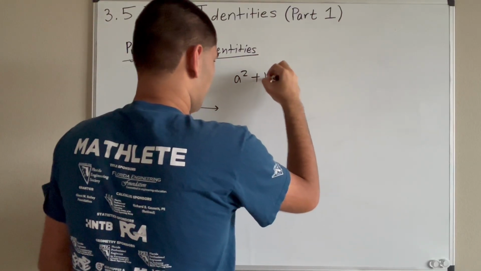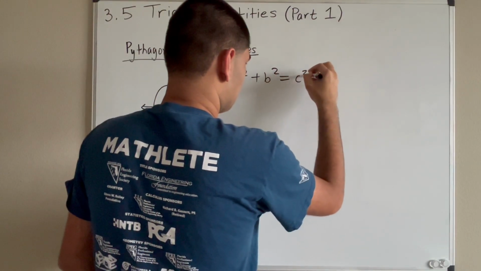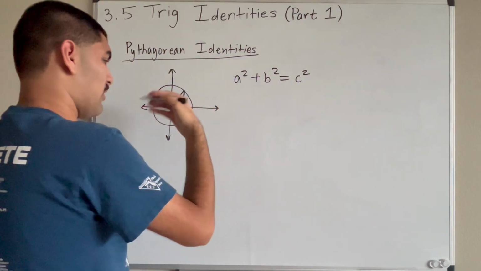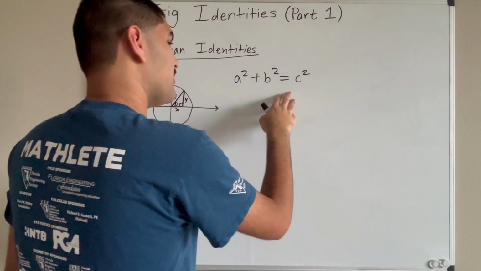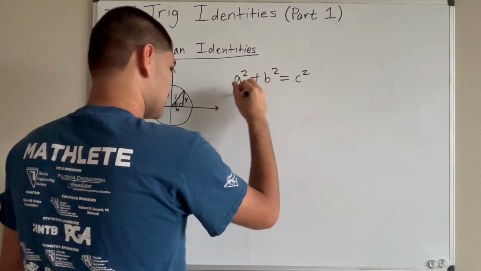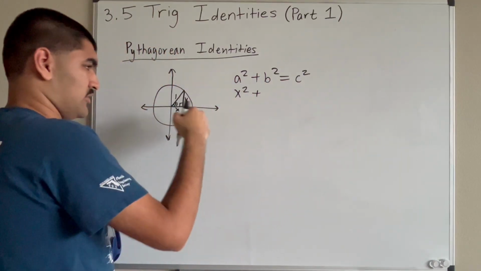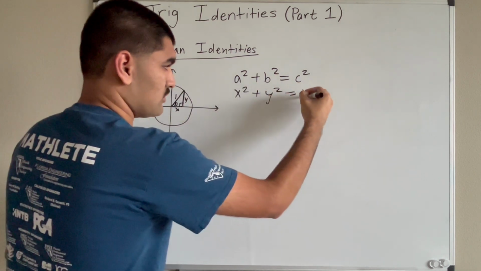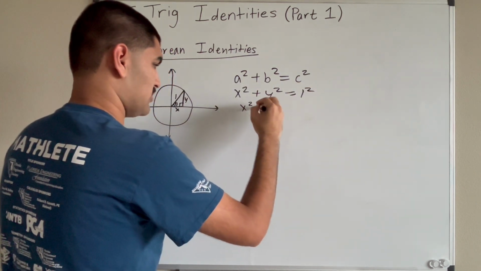Sure, we all know the Pythagorean theorem, right? a squared plus b squared equals c squared, where a and b are the legs of the right triangle, and c is the hypotenuse of the right triangle. So let's apply the Pythagorean theorem to this triangle right here. So we have x squared plus y squared equals 1 squared. So this is just x squared plus y squared equals 1.